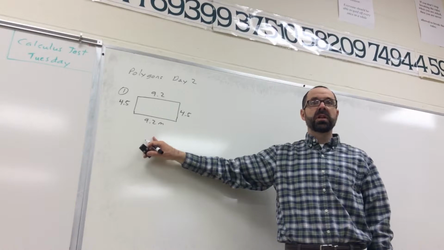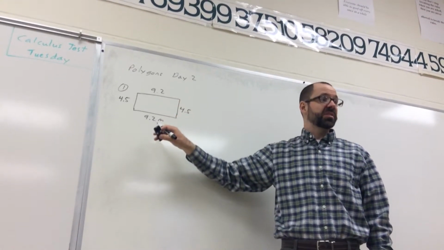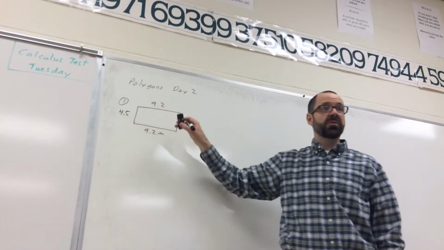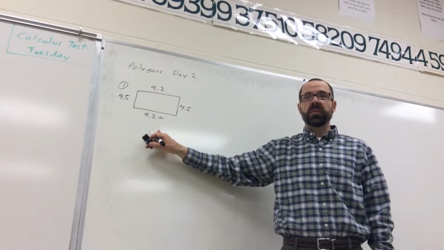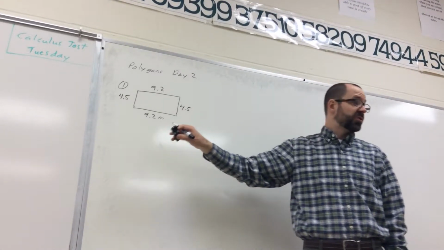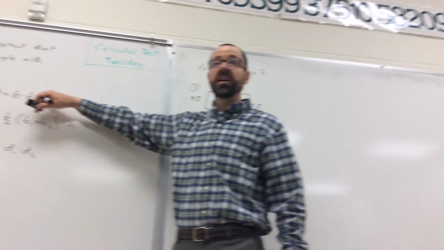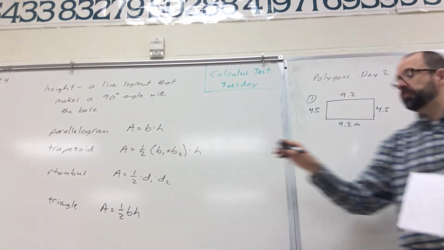Yes? It's a parallelogram, right? Because it has 2 pair of opposite sides congruent. These 2 sides are congruent, and those 2 sides are congruent. So since it has 2 pair of opposite sides congruent, it's a parallelogram. That proves that it's a parallelogram. So since it's a parallelogram, we're going to use the formula for the area of the parallelogram. So base times height.